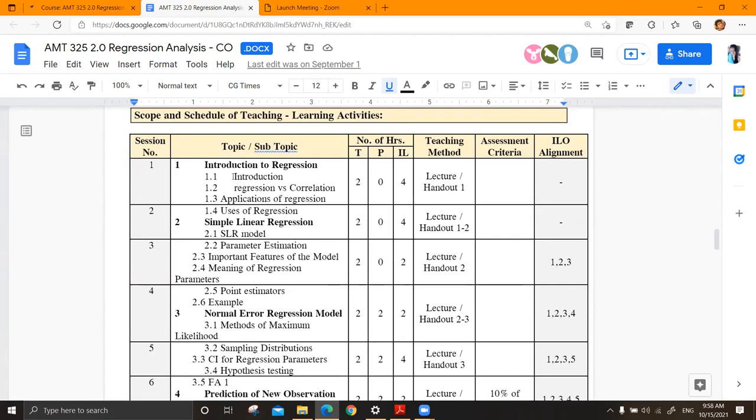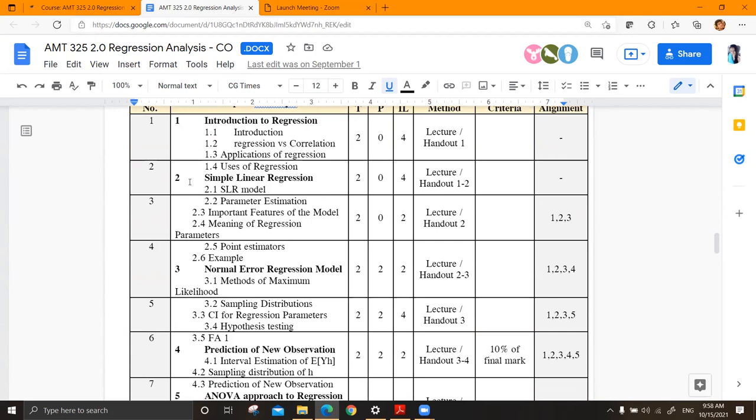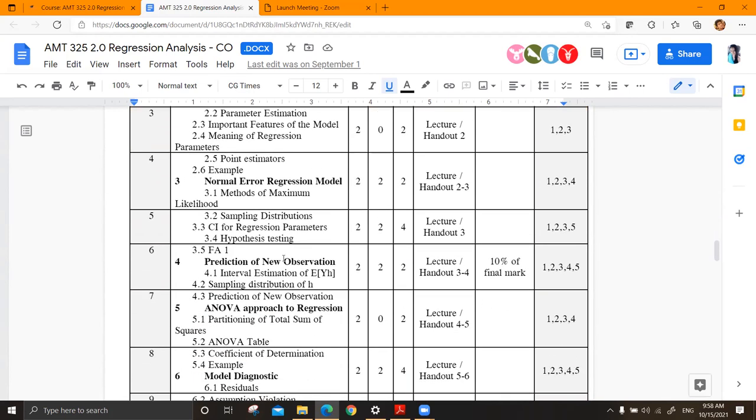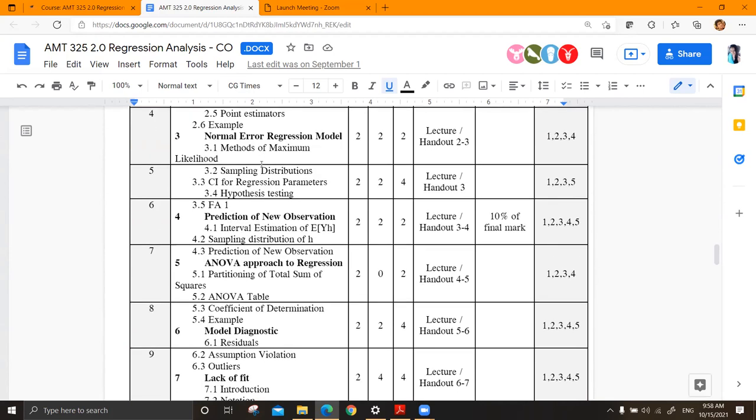So we are starting off with an introduction to regression, what this regression really is and where it is coming from, why we are using it, things like that. And going on to simple linear regression, the normal error regression model. You might not know all these, but you will learn with time.